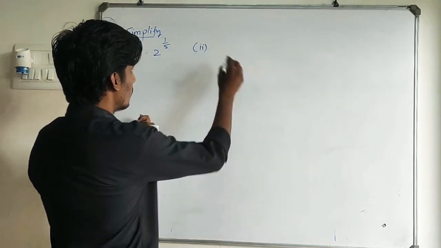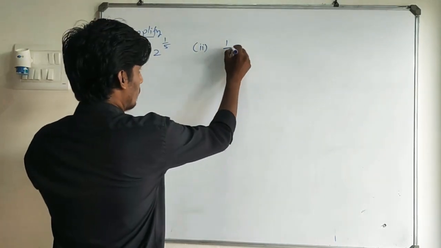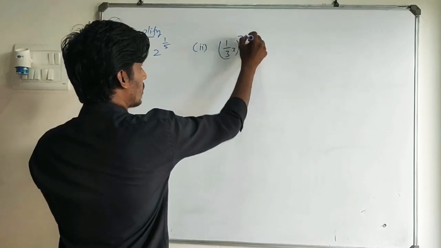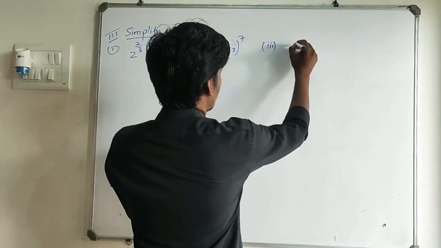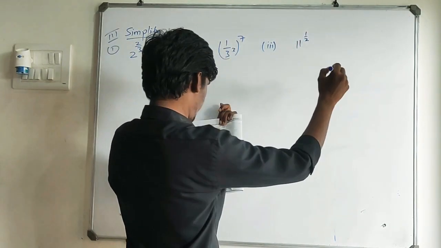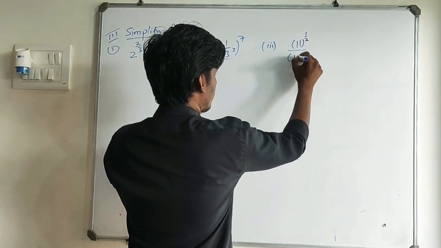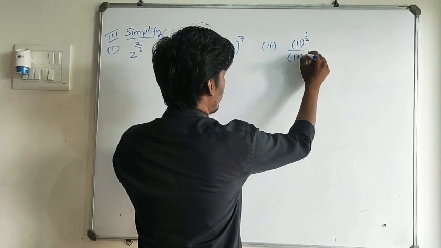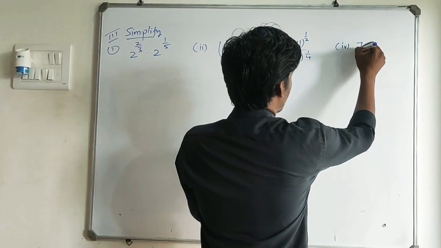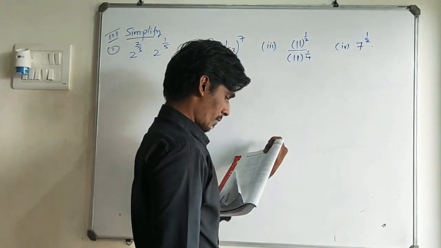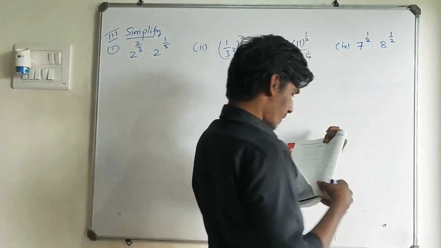Question number 2, 1 upon 3 raised to 3, whole raised to 7. Third, 11 raised to 1 by 2 and 11 raised to 1 by 4. And the last is the fourth one, 7 raised to 1 by 2 and 8 raised to 1 by 2.